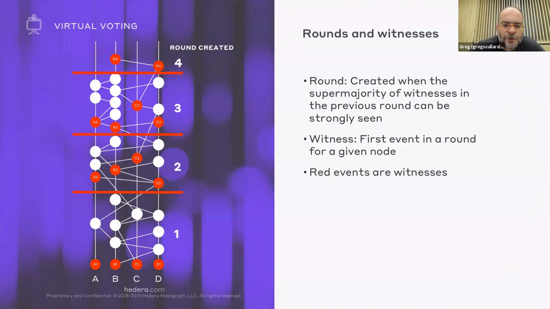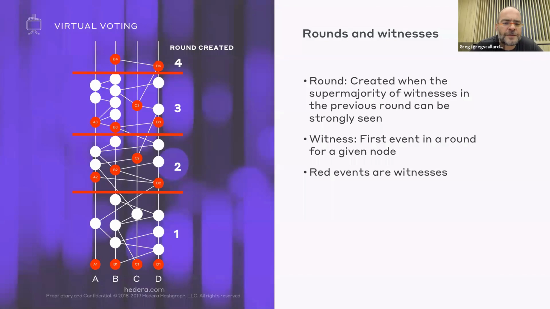So how does that work? Well, a round is created. A round is created when the supermajority of witnesses can be strongly seen. Rounds enable us to perform calculations much faster, and every node calculates these rounds independently, but gets the same results as all the other nodes every time.